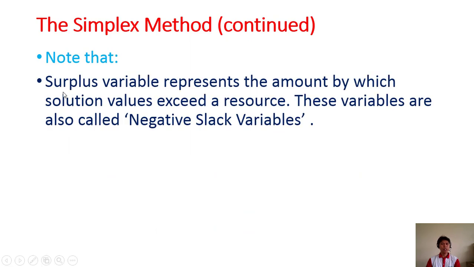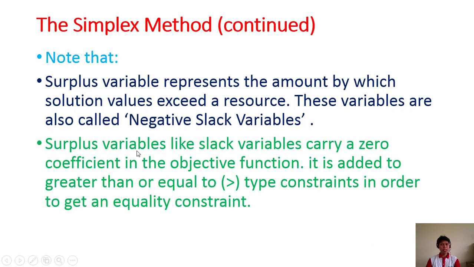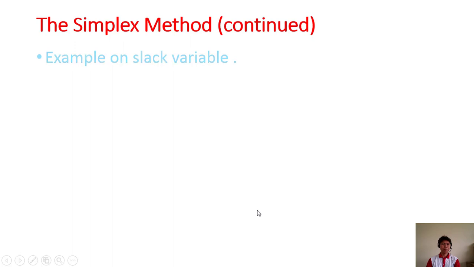Note also that surplus variables represent the amount by which solution values exceed a resource. These variables are also called negative slack variables. Surplus variables, like slack variables, carry a zero coefficient in the objective function. It is added to a greater than or equal to type constraint in order to get an equality constraint.